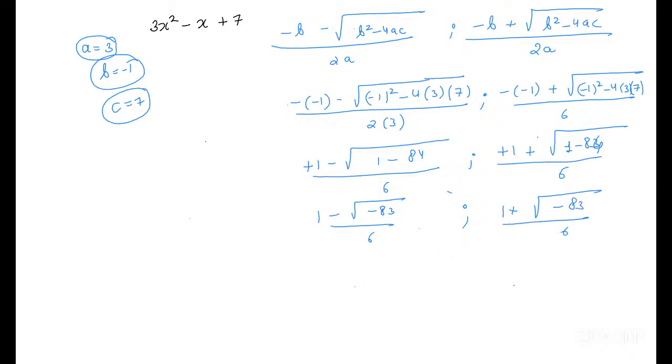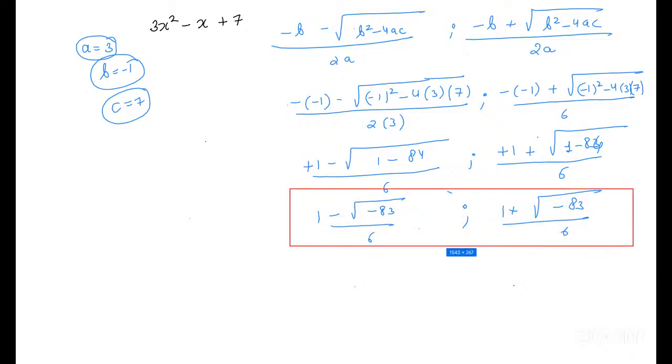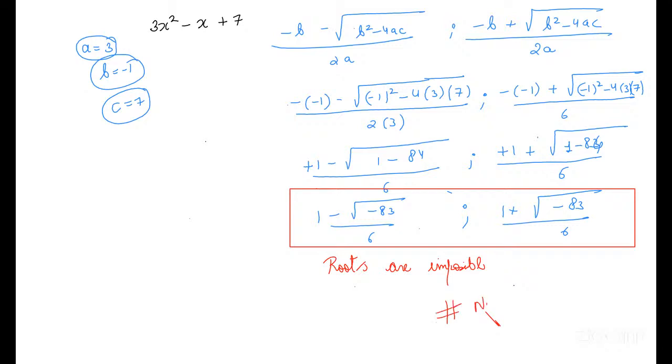Okay, now guys, from this calculation, what we got is that the root is basically in the form of negative 83. I'm getting the answer as negative 83. You can see that it is under root of minus 83, which means that the roots are impossible. No roots.